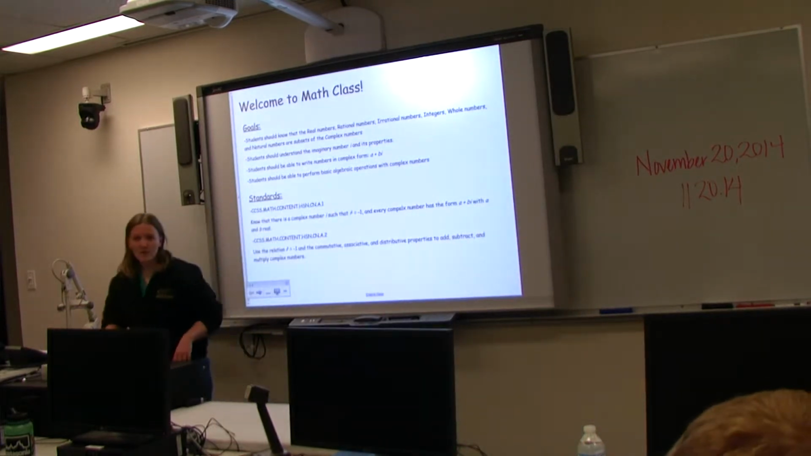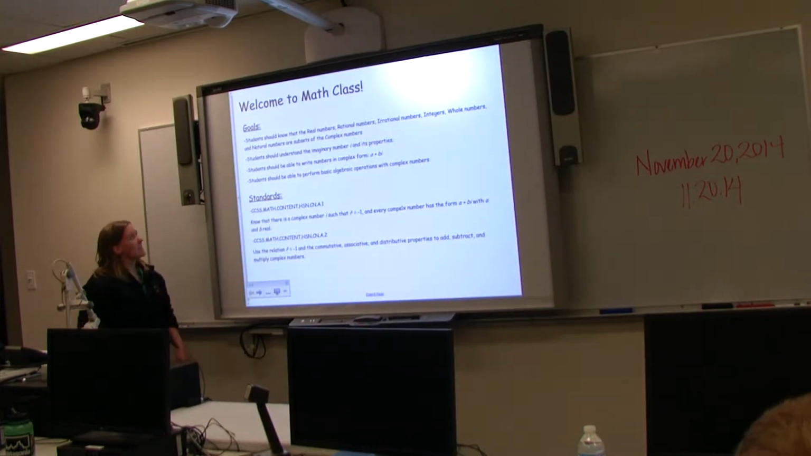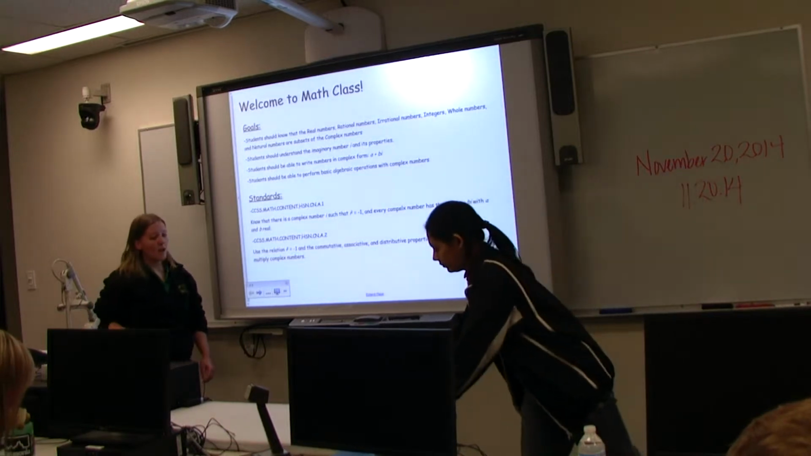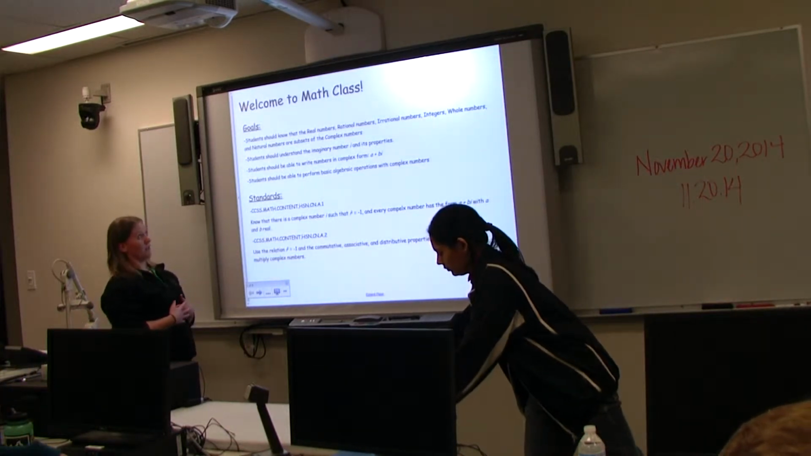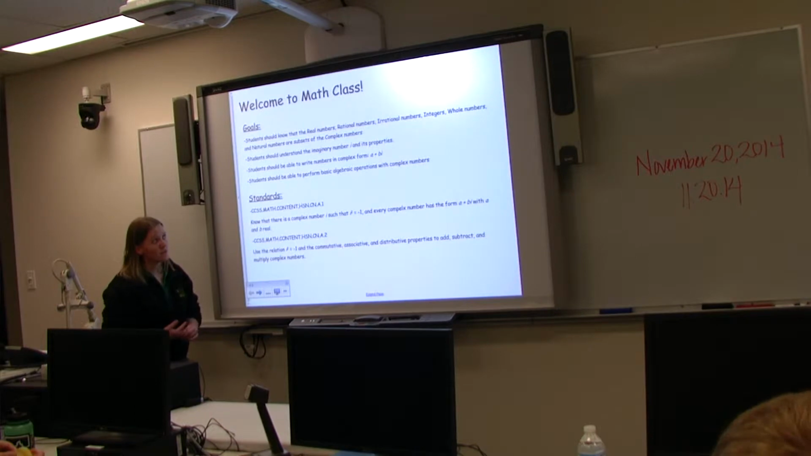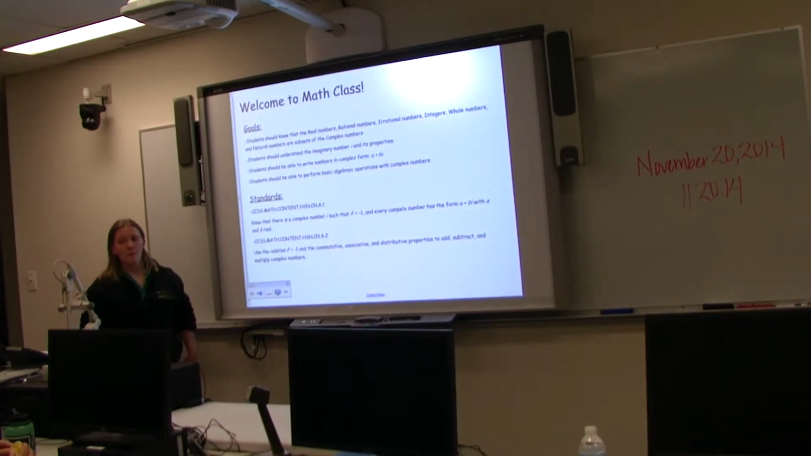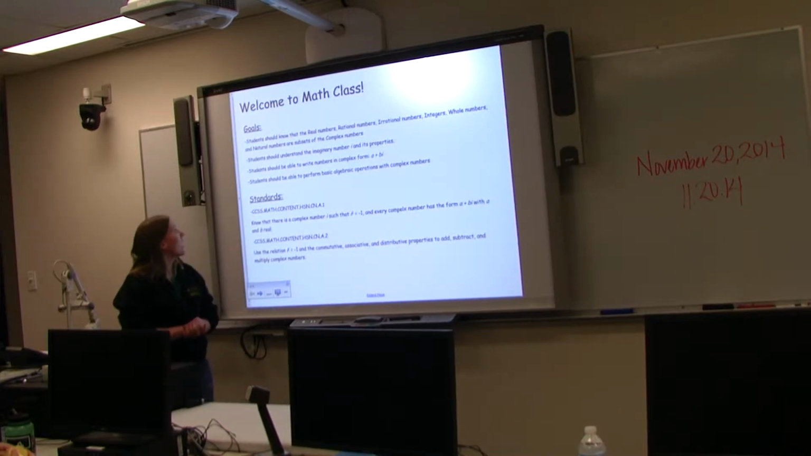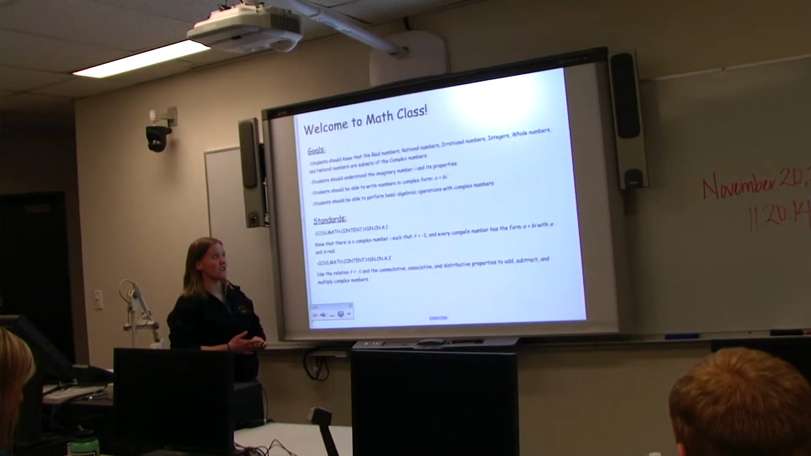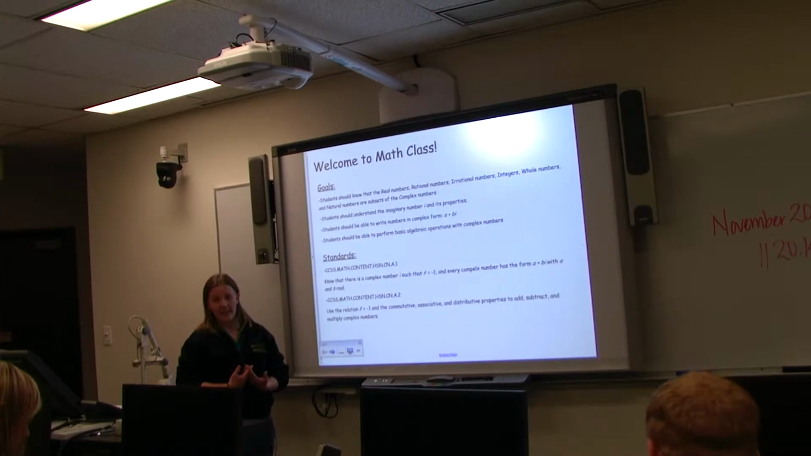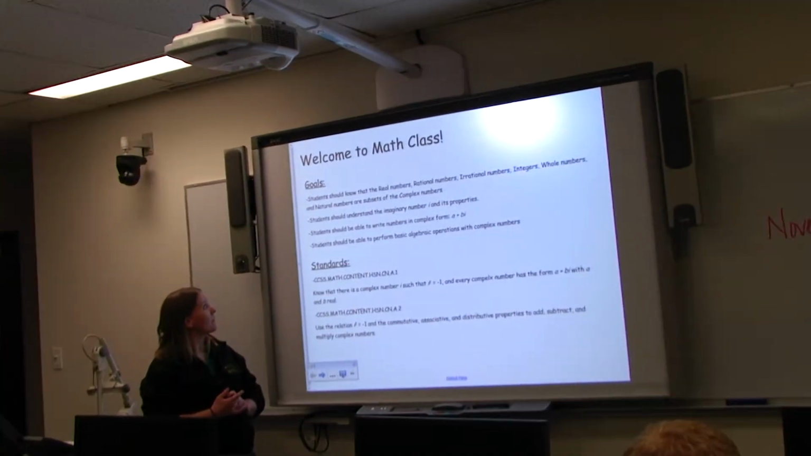I always put the goals up on the board. So the goals for today: students should know that the real numbers, rational numbers, irrational numbers, integers, whole numbers, and natural numbers are subsets of the complex numbers. We'll get to that later. Students should understand that the imaginary number is called i, and it has some properties we're going to learn about.